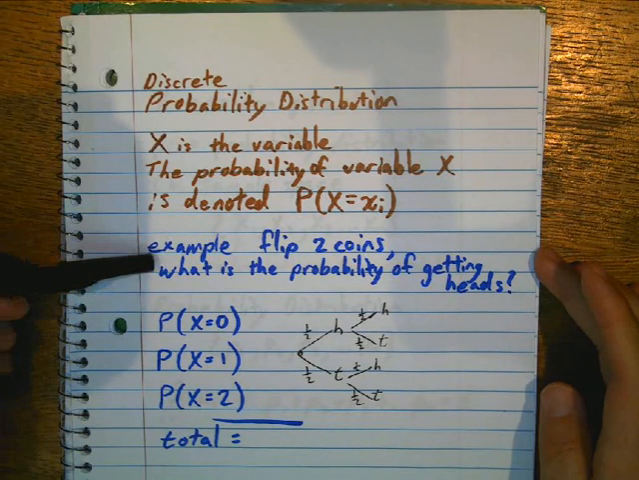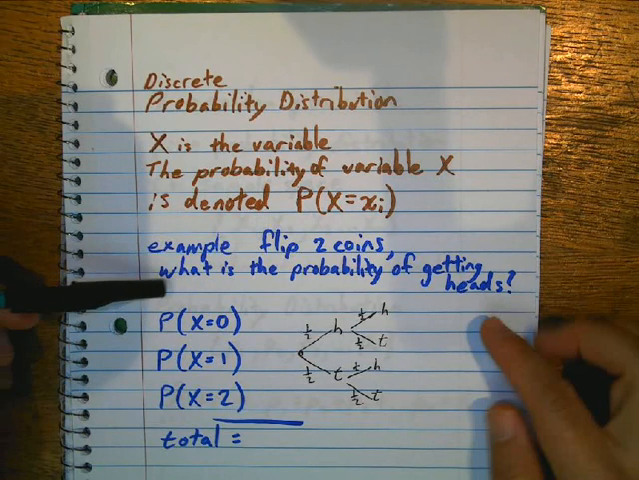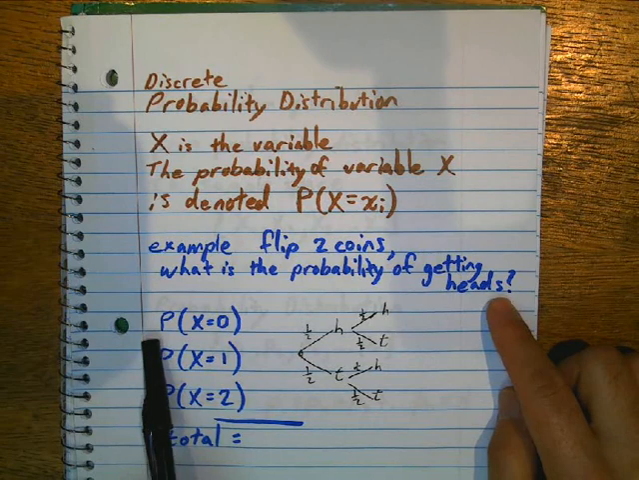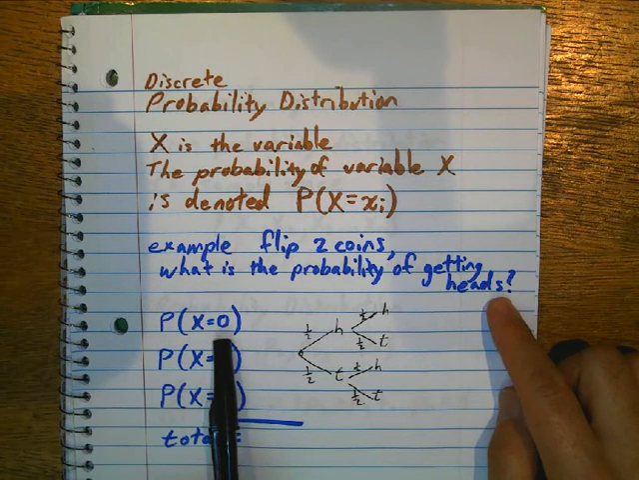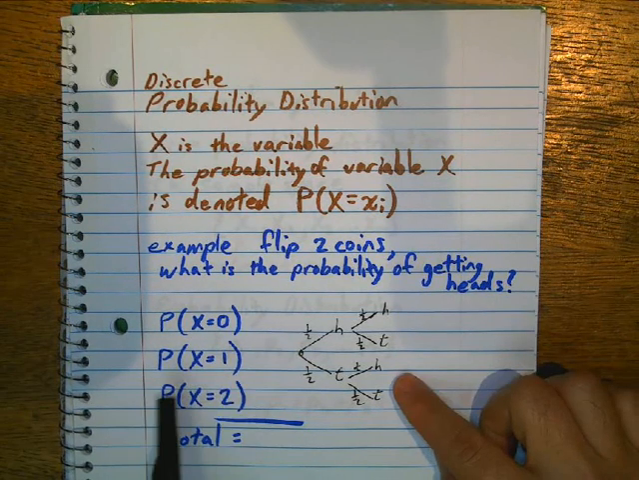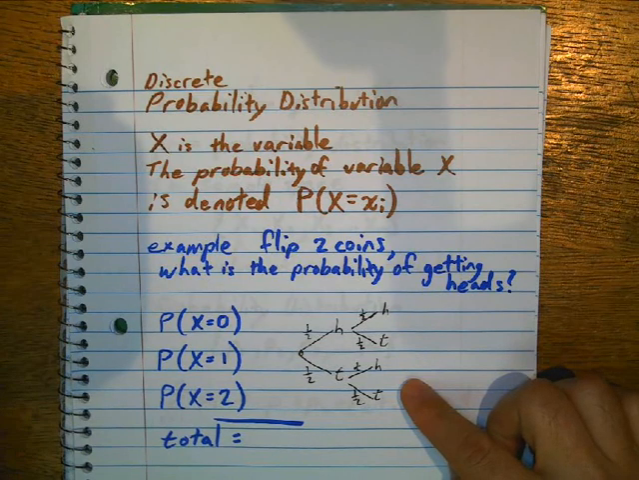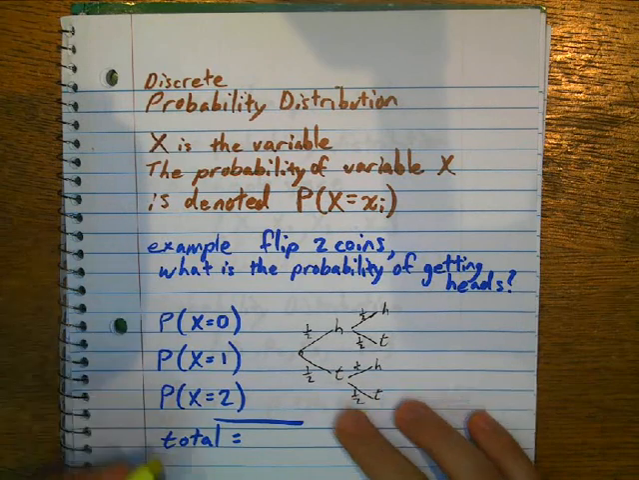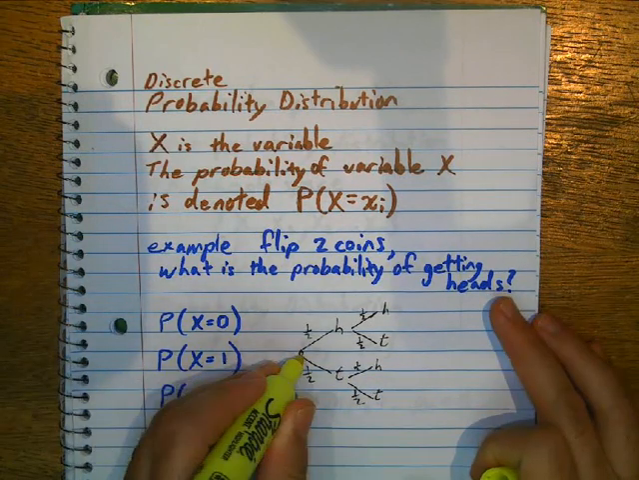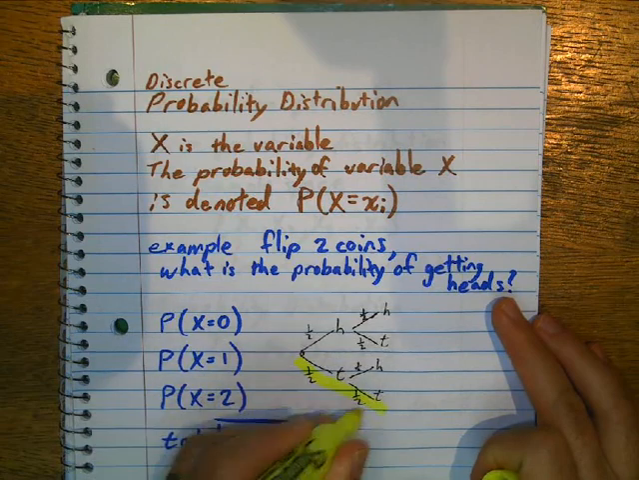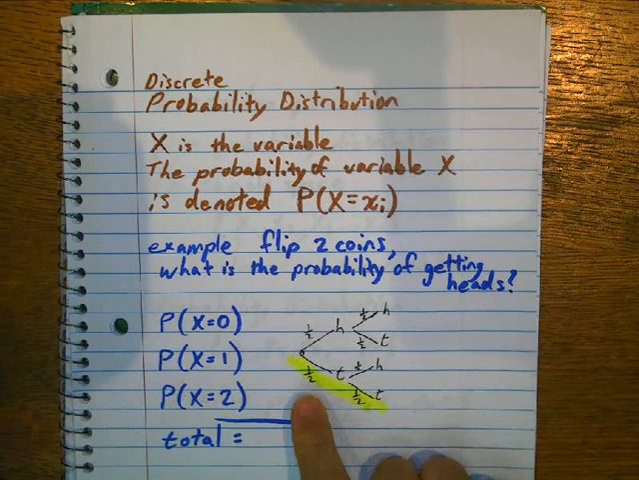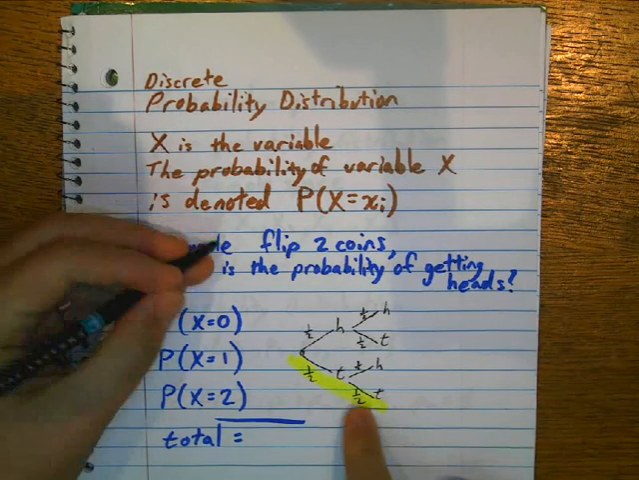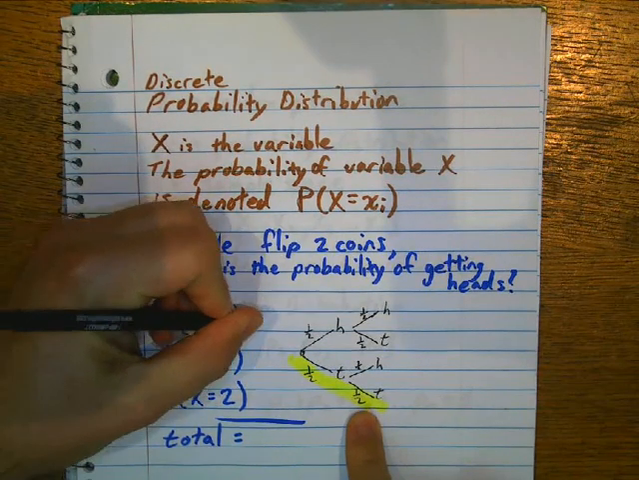Okay, so you're going to flip two coins. What is the probability of getting heads? When you think about this, you've got two coins. You're either going to get no heads, heads once, or heads twice. So let's talk about each of these scenarios. If I don't get heads at all, then I'm going to get tails the first time and tails the second time. So the probability of getting no heads is equal to 1/2 times 1/2, which is equal to 1/4.